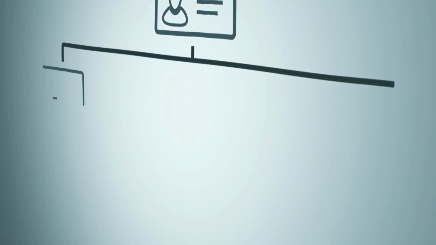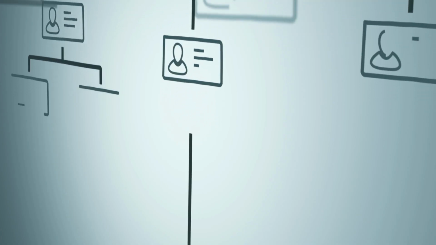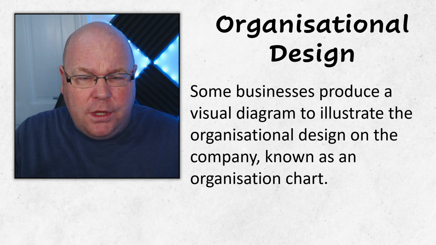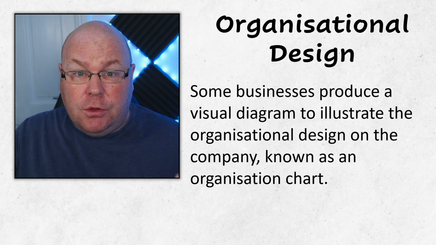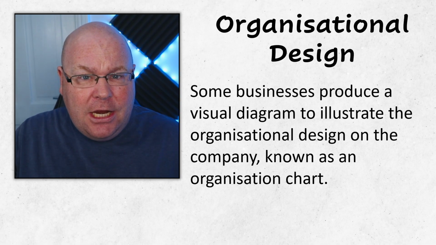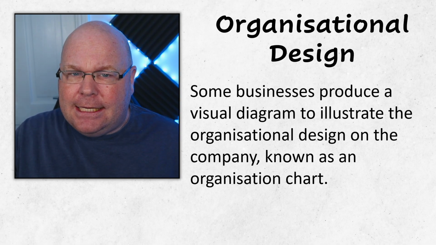Now, as businesses grow, they might create something known as an organizational chart, which is a visual illustration of who works where in the business. It will show the employees who they report to, who they are in charge of, so that everybody is absolutely clear of the seniority and the accountability in this organization.